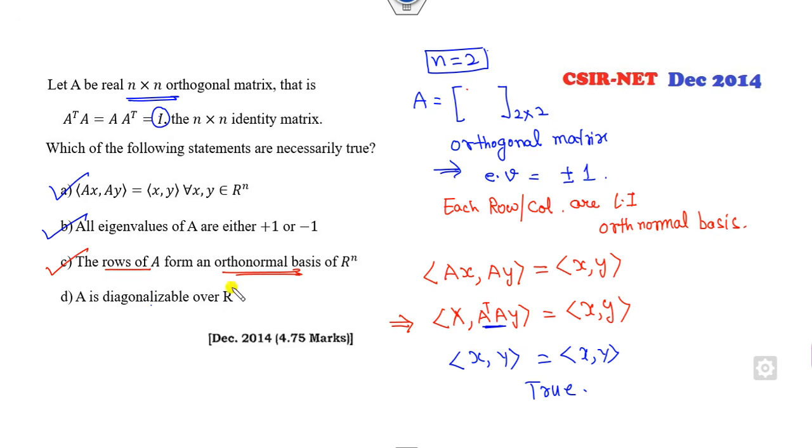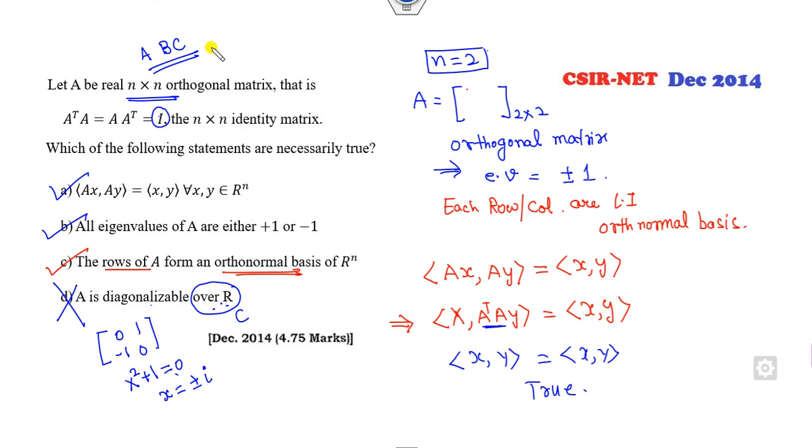Whether A is diagonalizable over R, as we have seen in our last lecture on diagonalizability: if I simply consider this, clearly the columns are linearly independent, and A into A transpose is 1. What are the eigenvalues of this? You can see x square plus 1 is the characteristic equation, but it is not diagonalizable over R. It is diagonalizable over C, but not over R. So A, B and C are the right answers of the problem.